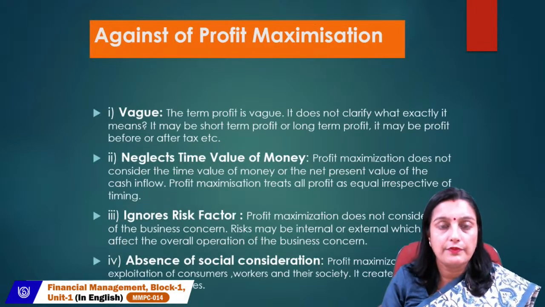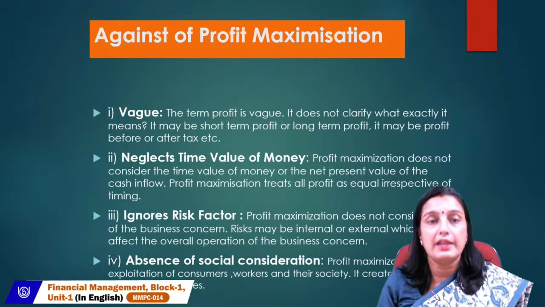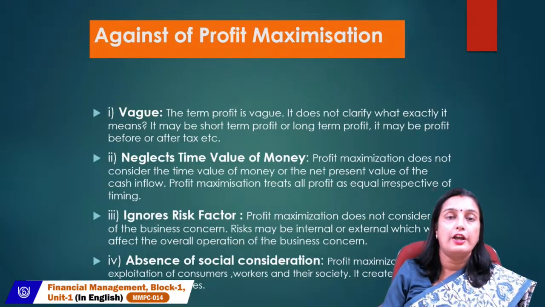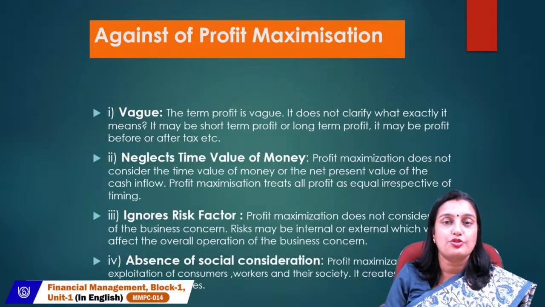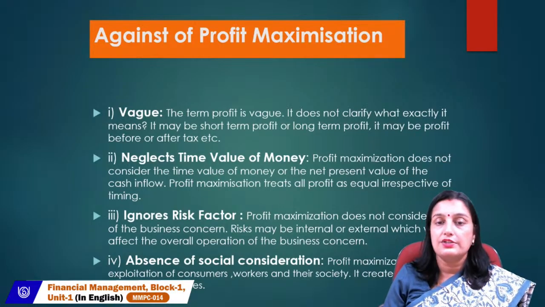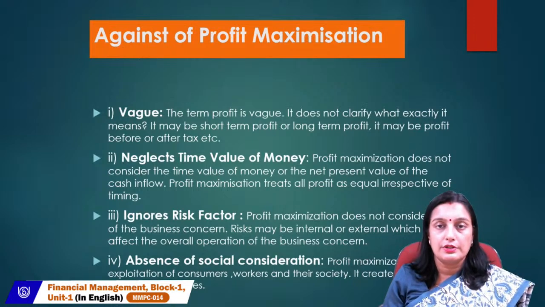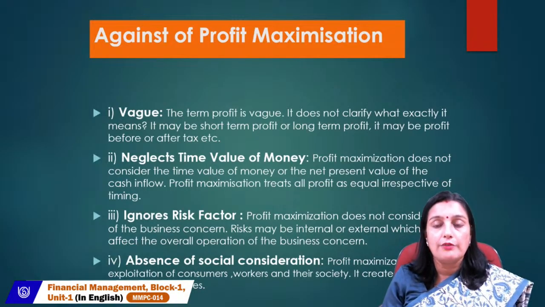Moving ahead, there are some points given against the profit maximization objective, and on the basis of these, wealth maximization becomes superior to profit maximization. So what are these points? Number one is vagueness. As you know, profit is vague. In any business organization, there are multiple levels of profit: operating profit, gross profit, net profit, earnings before interest and tax, before-tax profit, and net profit after tax. So there are various levels of profit.